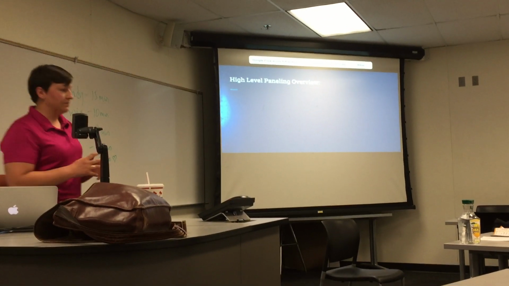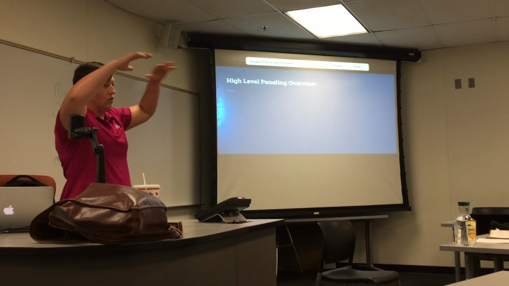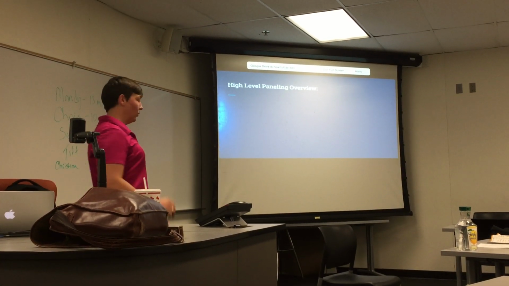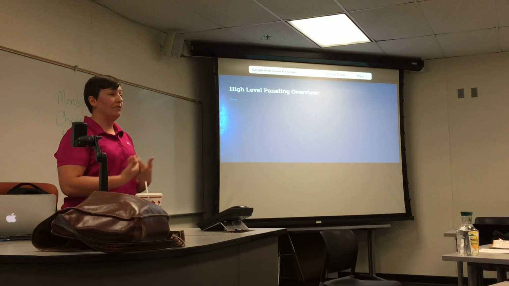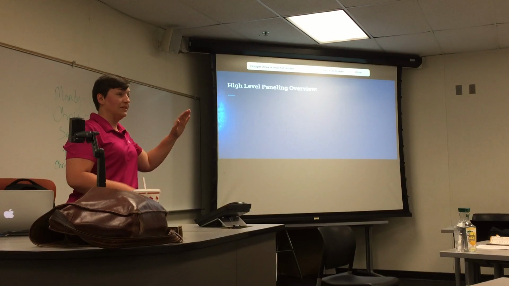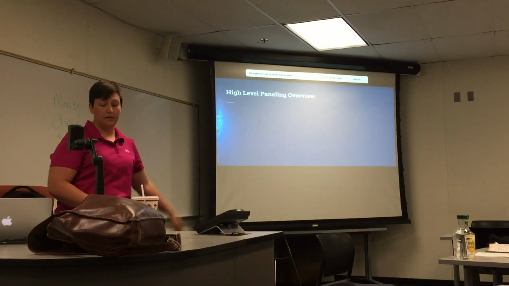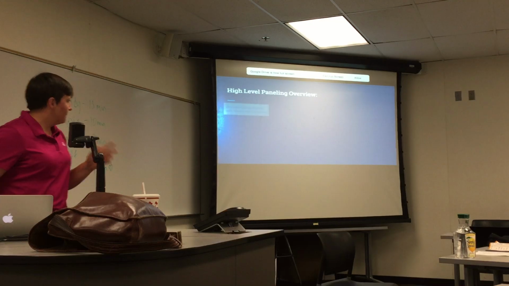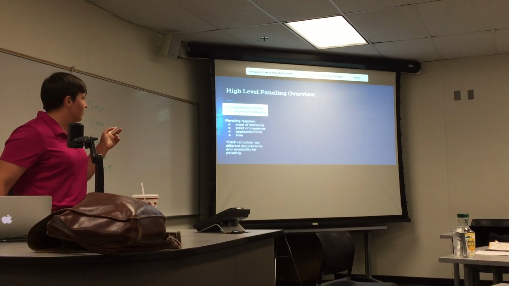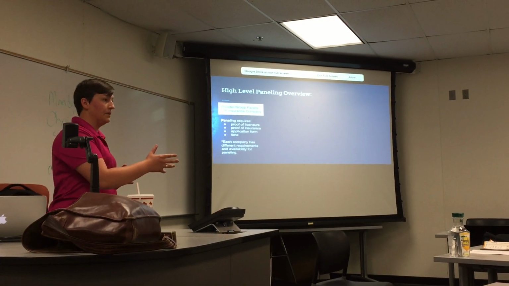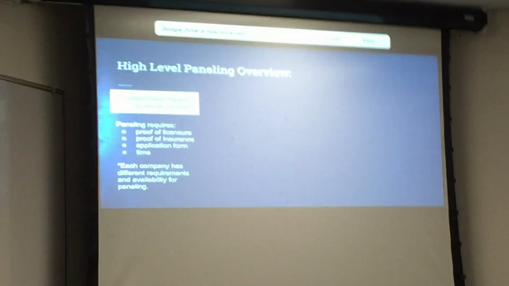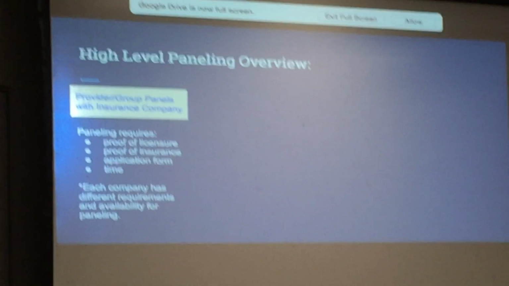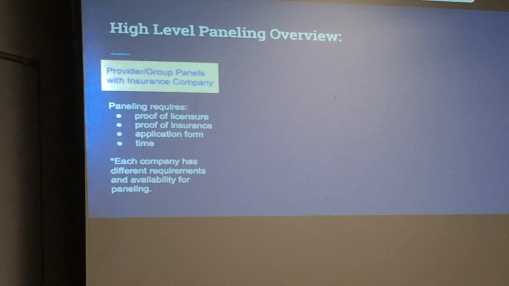So, high-level paneling. Basically what I mean by high level is just the overview, the big picture. When we talk about insurance paneling, it's getting our name as a private practice on the insurance company's list of preferred providers, okay? The way that we do that is we reach out to the company and ask them for an application form. Typically it's a couple of pages long. You fill out the basics of your company, tax information. They just want to know who you are and that you're really a legal, licensed, certified company.